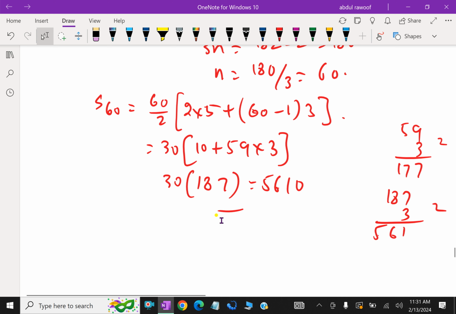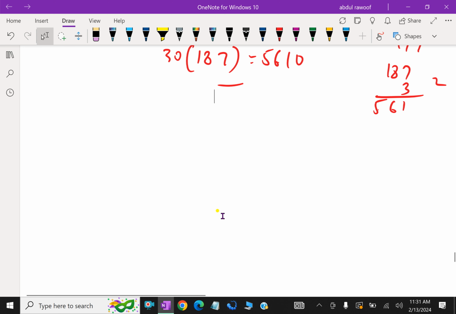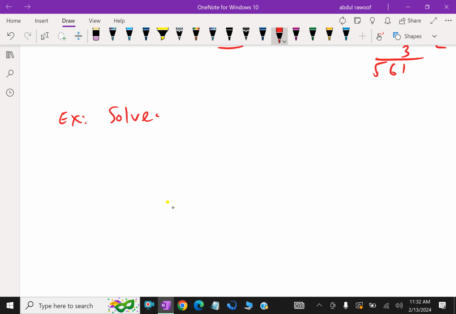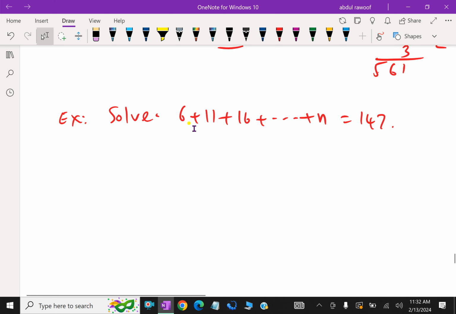Next question. Here, how many terms are in the AP? Look at this, and you have to solve this equation, which is given as an example: 6 plus 11 plus 16 plus up to n terms equals 147. Find n here.